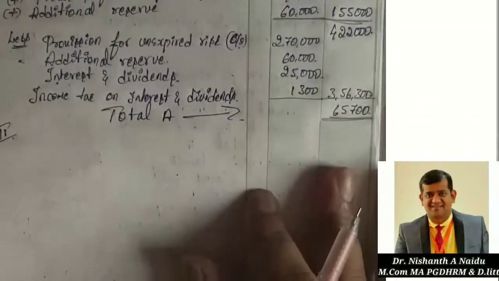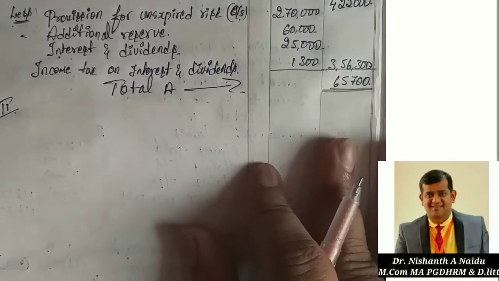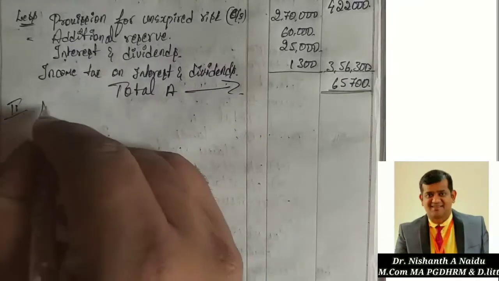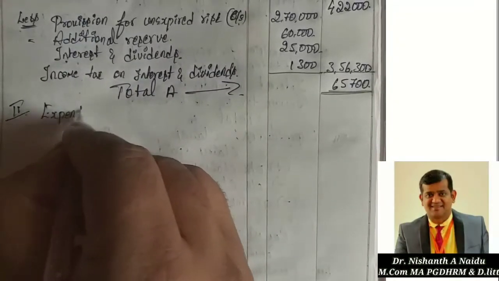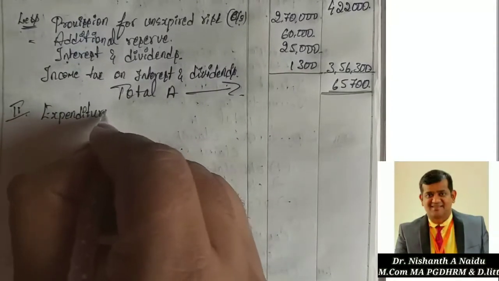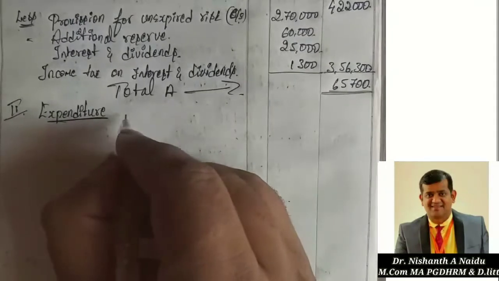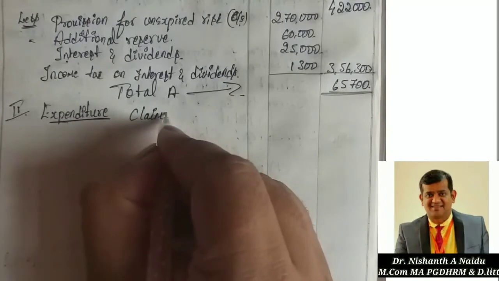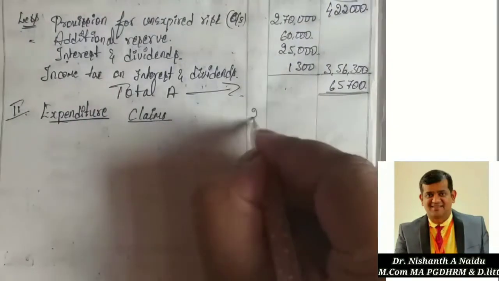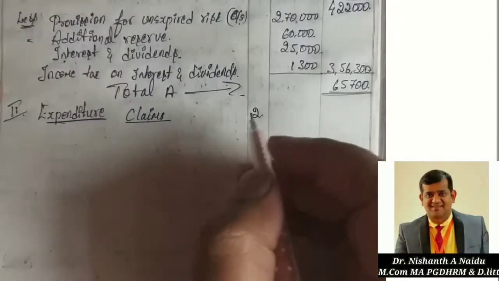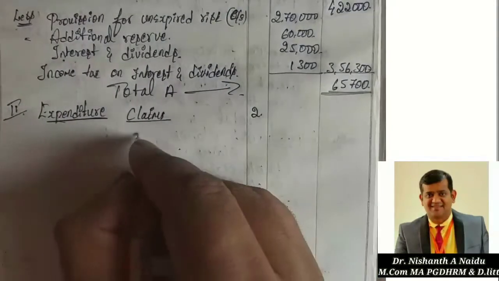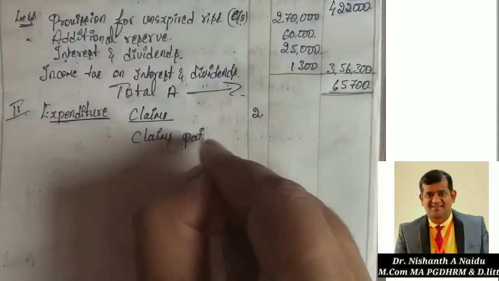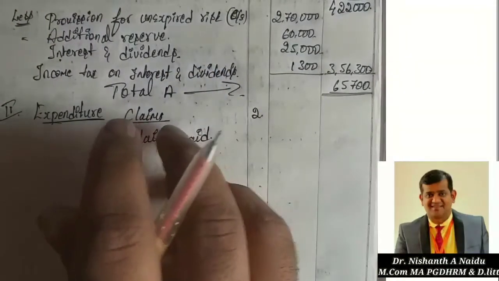So second main we are going to focus on what? Expenditure. Correct. So let us write expenditure. Under expenditure, schedule number 2 comes for claims. So write claims and write schedule number 2. Under claims, write down claims paid. How much claims paid they have given in the problem?